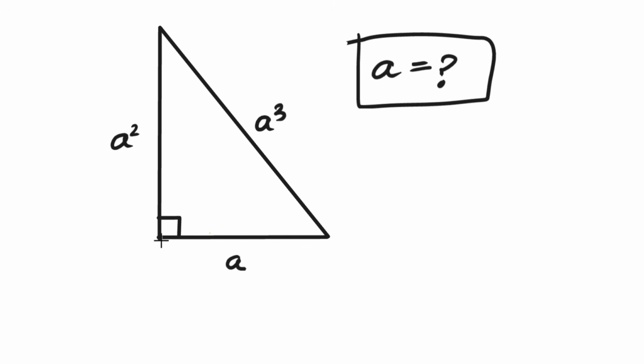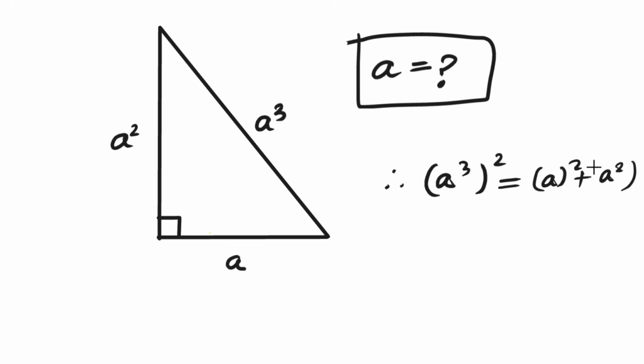Because this is a right triangle, we can apply the Pythagorean Theorem, which tells us that the hypotenuse whole squared equals the base whole squared plus the perpendicular whole squared. Now, let's substitute the given side lengths into this formula. The hypotenuse is a cubed, so we write the quantity a cubed whole squared equals the quantity a whole squared plus the quantity a squared whole squared.